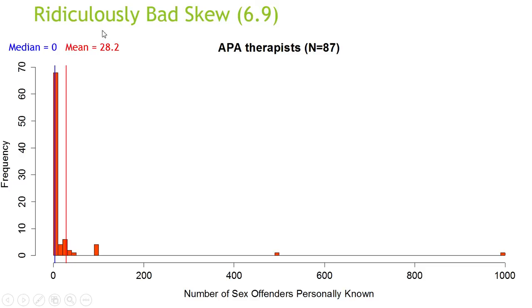The mean, however, is 28. So a person who didn't know what they were doing might say, on average, the average APA therapist has known 28 sex offenders personally. Now, mathematically, yeah, you can make a case for that because you calculated the mean, but if you know anything about just basic descriptive statistics, you could never calculate a mean on this data. Look at how horrible it is. The skew is actually close to 7. That's just insane. That's crazy.